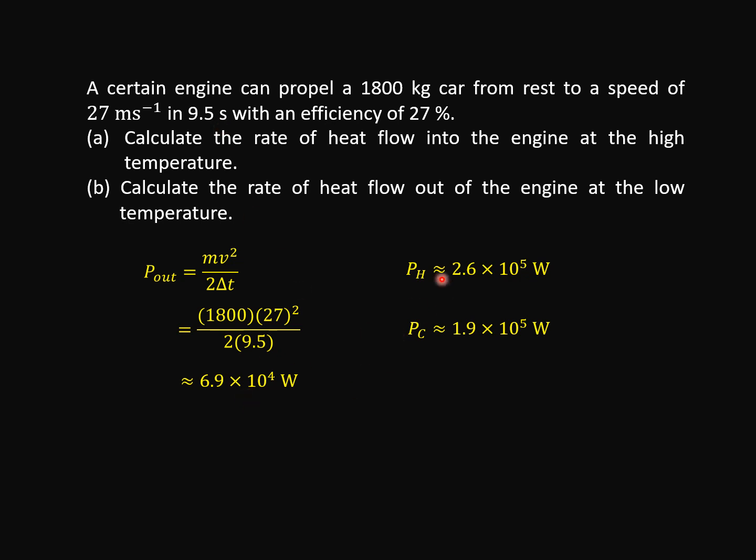So according to this result, we know that in every second, on average, the useful work produced by the engine is 6.9 times 10 to the power 4 joules. In every second, on average, the heat that flows into the engine is 2.6 times 10 to the power 5 joules. And in every second, on average, the heat flowing out of the engine is 1.9 times 10 to the power 5 joules.